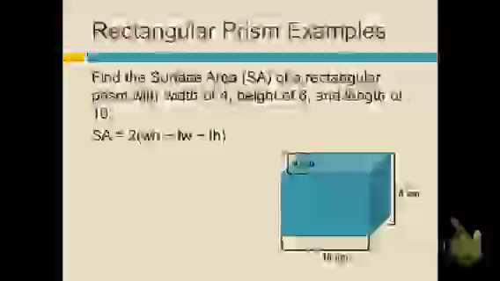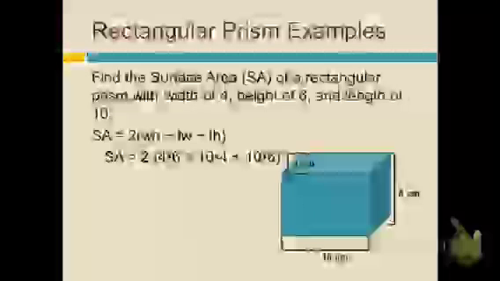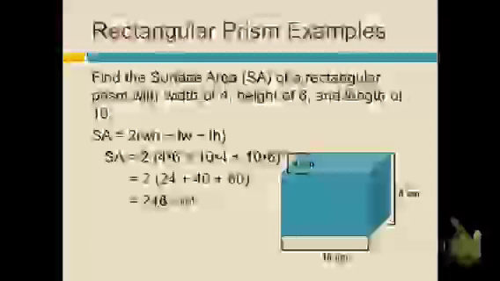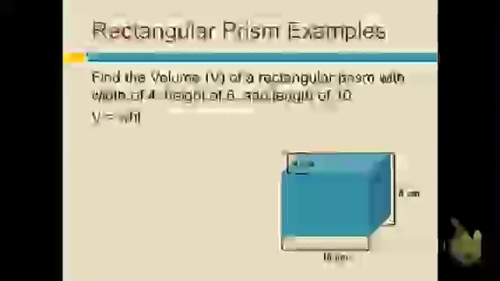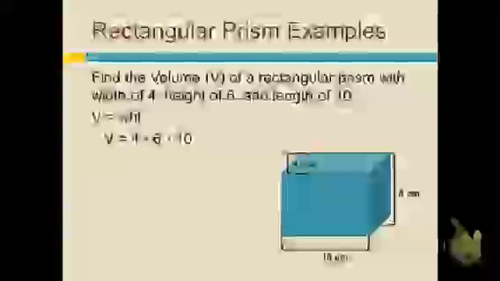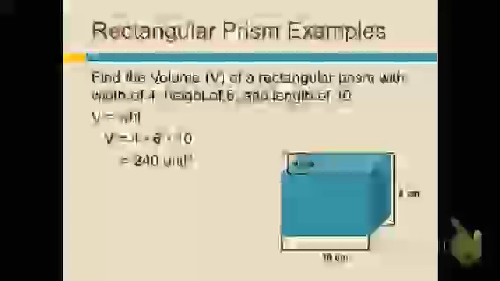So if we have a rectangular prism with a width of 4, a height of 6, and a length of 10, we would substitute 4, 6, and 10 accordingly, simplify, and find that we have a surface area of 248 units squared. And again, it's squared because it's surface area. To find the volume of this same rectangular prism, we use the formula volume equals the width times the height times the length. So we substitute the 4, 6, and 10 accordingly, and we come up with an answer of 240 units cubed. Volume is a 3-dimensional space, and so the units will always be cubed.